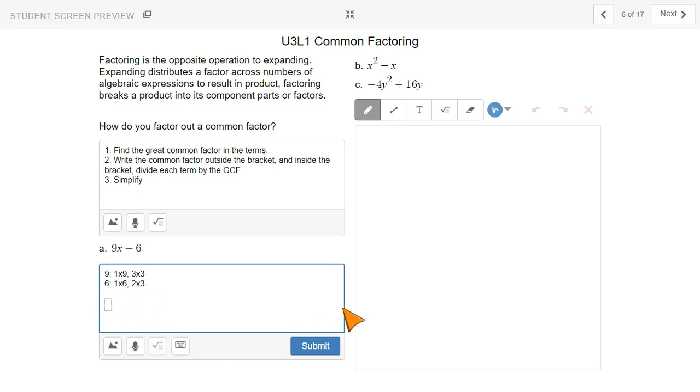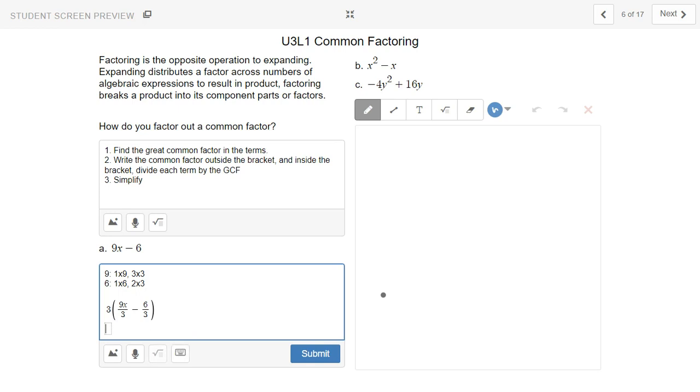So I'm going to take the 3, put it on the outside, and then put a bracket. Inside, I'm going to rewrite the equation or expression, but I'm dividing everything by the common factor. So now when I simplify, I have 3 times 3x minus 2. This is my factored form, and this is the expanded form.